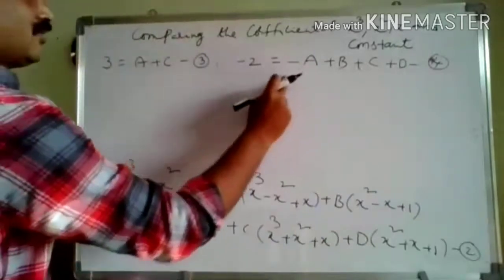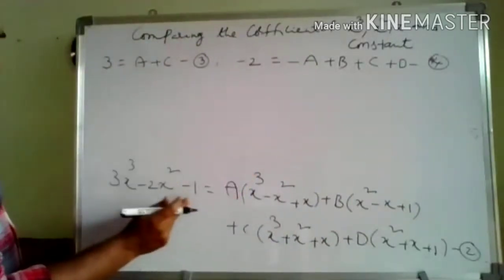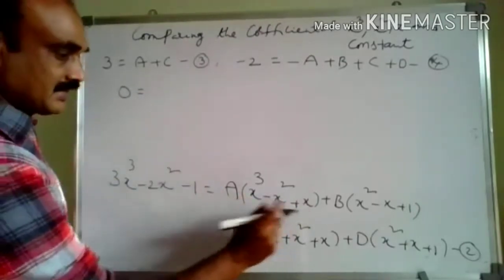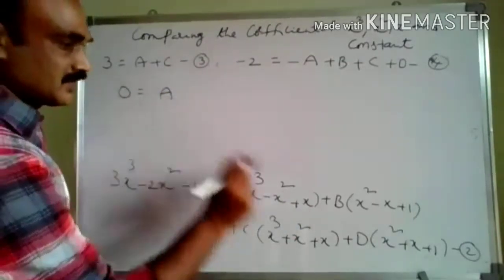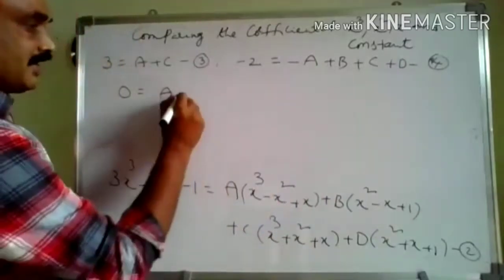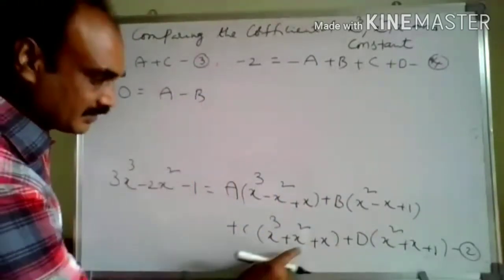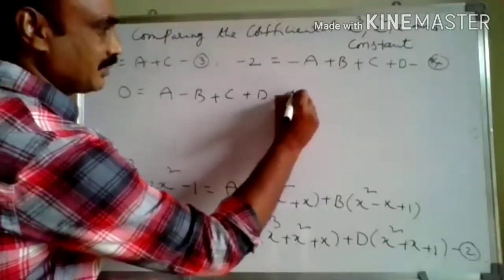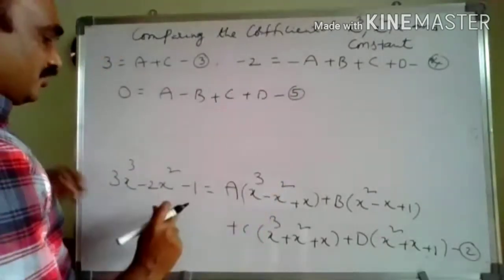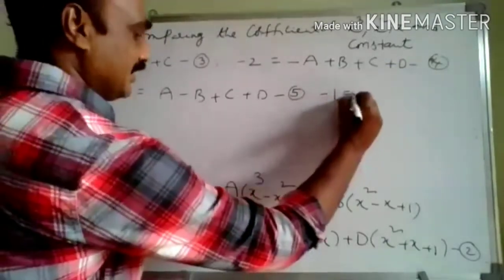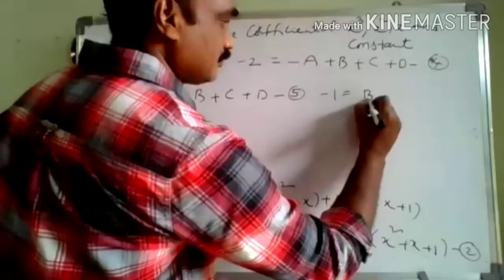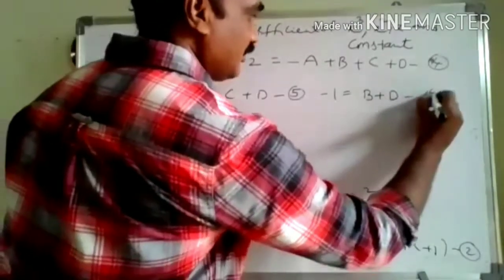Next, x. On the left-hand side there is no x term, so 0. 0 is equal to a − b + c + d. This is equation number 5. Next, the constants. −1 is equal to b + d. This is equation number 6.